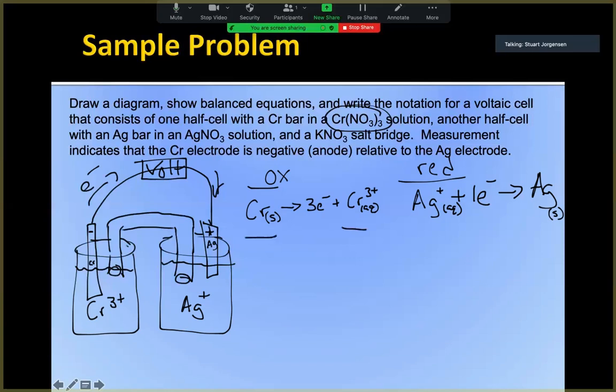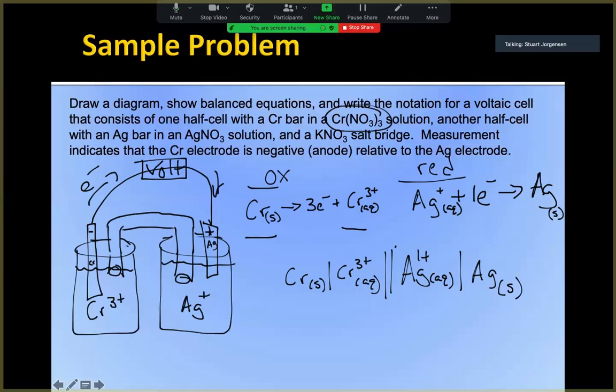So low to high, here's our cell notation. We had chromium solid. It's going to react to change into chromium 3+ in solution. Here's what's happening for our electrons on the oxidation side. Our electrons are moving through our wire over to our cathode, where our silver ions in solution are gaining them to turn back into solid silver. So here would be the cell notation for this reaction.